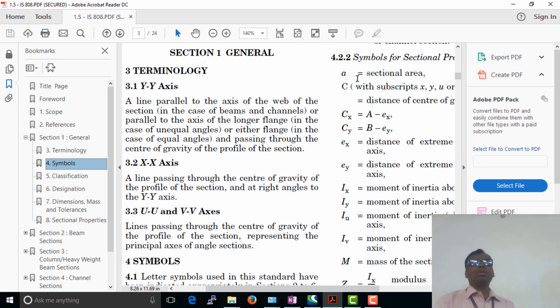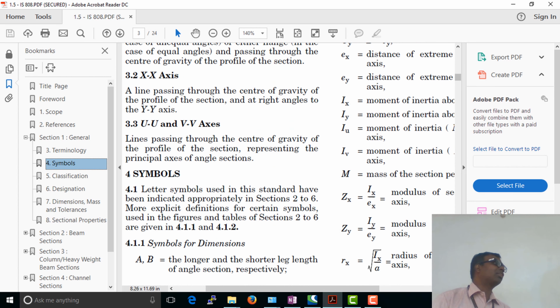So you know what is area of cross section? Cx, Cy, that is the centroidal distance, and other things which are there. Again, EX and EY are important terms. If you remember, what is the depth of neutral axis in a concrete section?